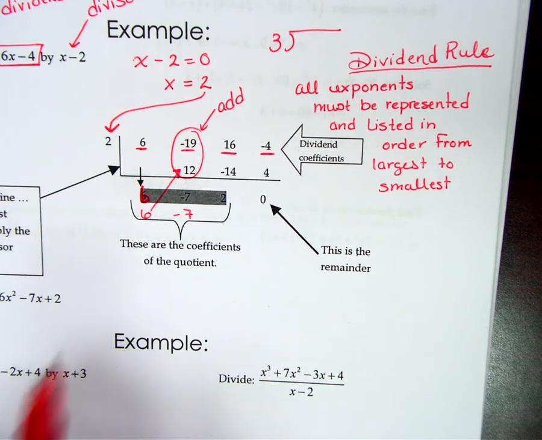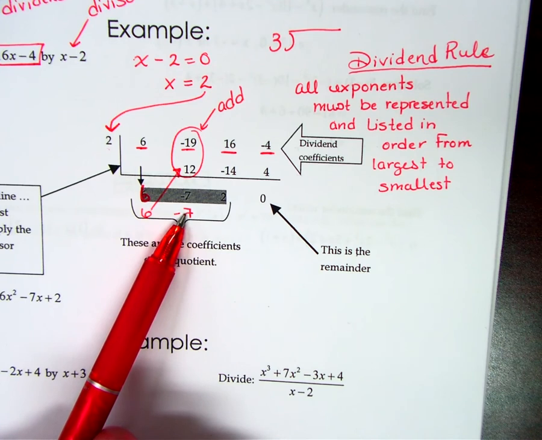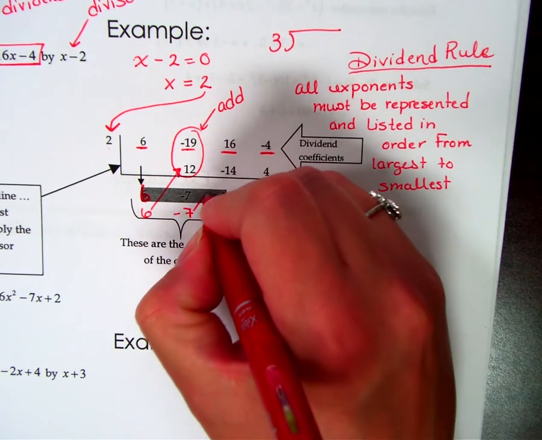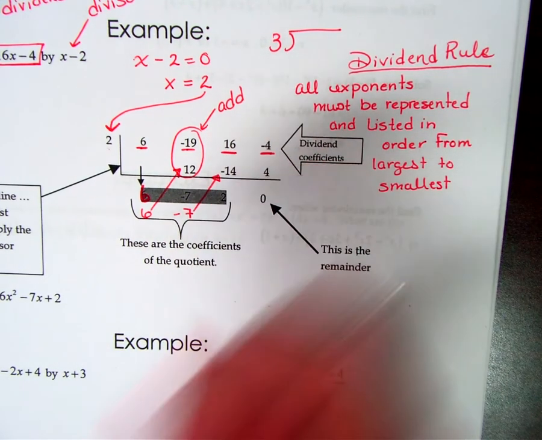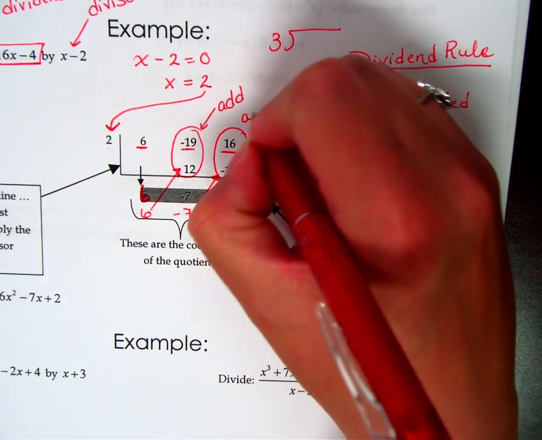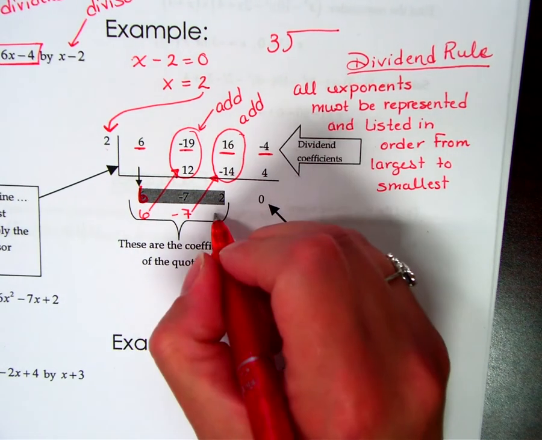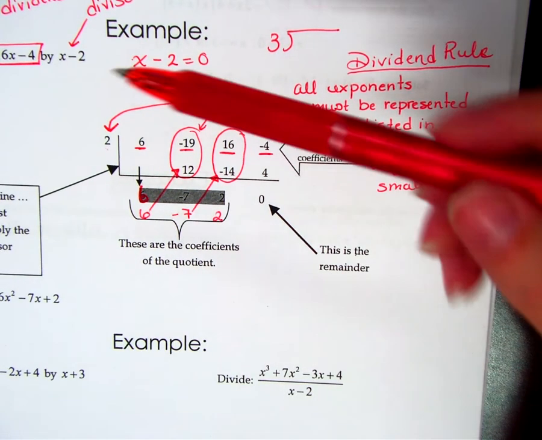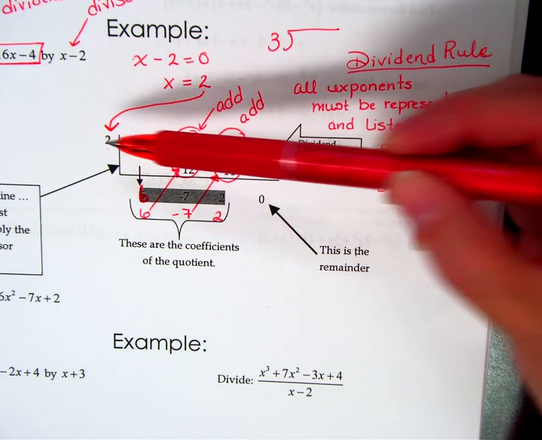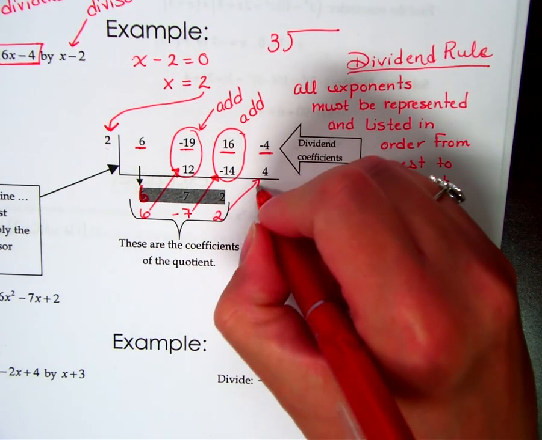Okay, then you're going to go back. You're going to go 2 times negative 7. What do we get? Negative 14. So that goes there. And then you add. Then you put it in the spot. So this is 2. And then you do it one last time. 2 times 2. And that goes here, which is 4.